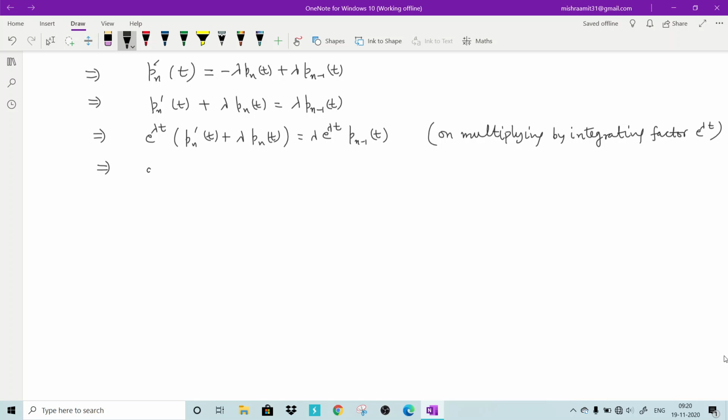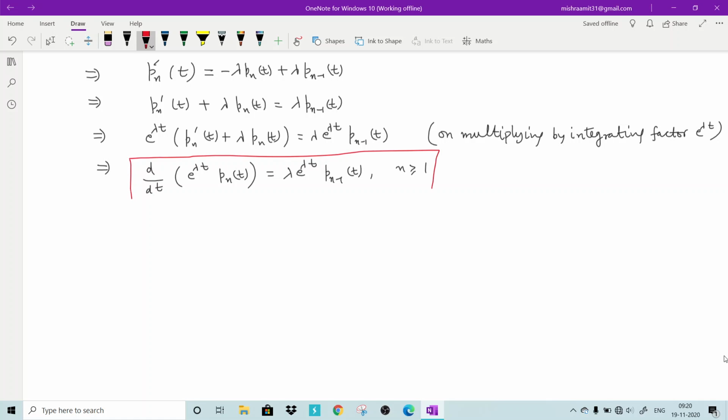You can verify this is the derivative of e to the power lambda t Pn(t). You can easily verify that the left hand side is nothing but the derivative of e to the power lambda t Pn(t), and that is why we are multiplying by e to the power lambda t, so that we can get this kind of thing. So, this is lambda e to the power lambda t Pn minus 1(t), and of course, here n is greater than or equal to 1, because n can be anything from 1 to infinity. So, we are getting this equation. This is our differential equation which we have to solve.